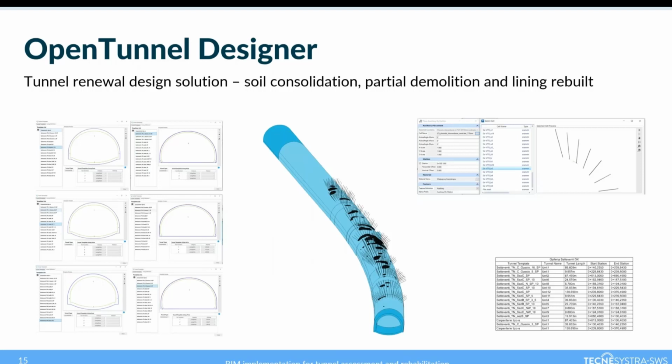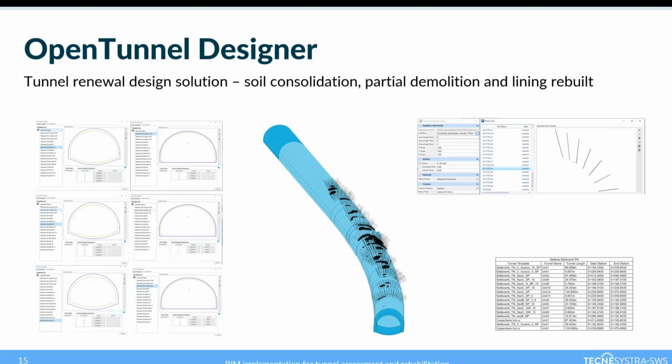This model here represents the proposed interventions for the tunnel renewal, which comprehends the soil consolidation, so the rock bolts and the void filling that came from Leapfrog, and the partial demolition of the existing lining and the proposed interventions. Regarding the rock bolts, we have various dispositions in various locations along the tunnel in a way to consolidate the soil before we proceed with an intervention.